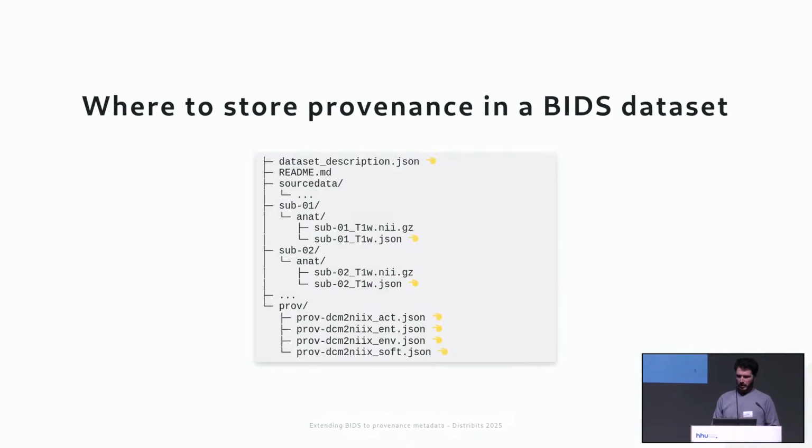So now, to store provenance in BIDS, it can be either in the description of the dataset as JSON objects. It can be in the description of files. You see here the JSON file associated with each data file. And we also introduce four new JSON files that would contain the provenance objects I described earlier: activities, entities, software, and environment. You see the four files under the prov directory.